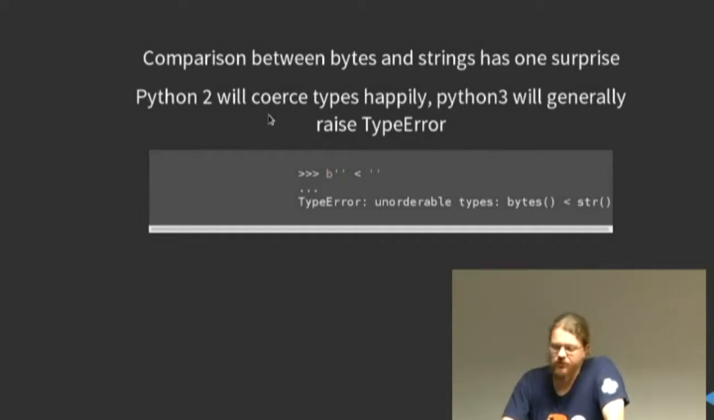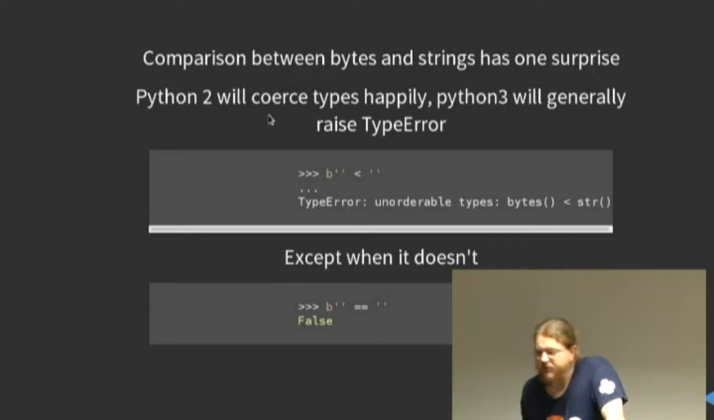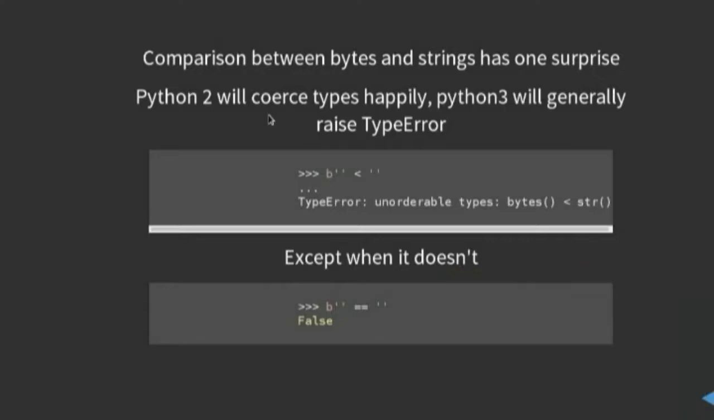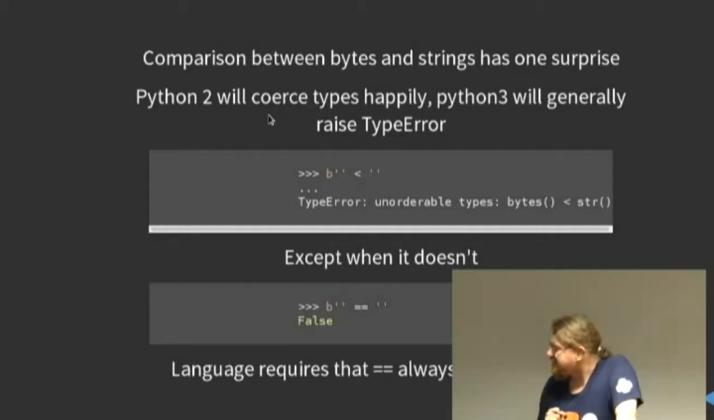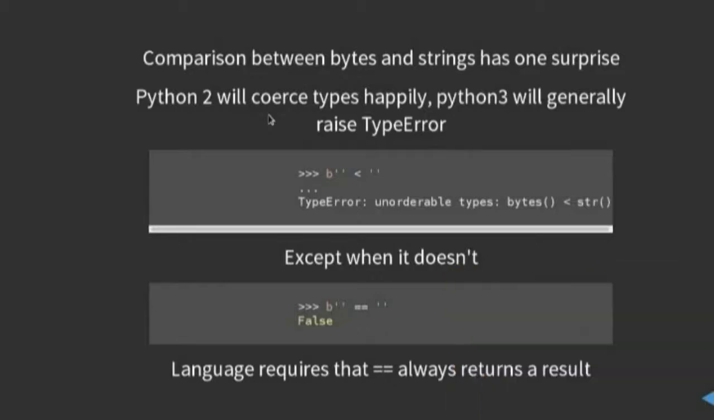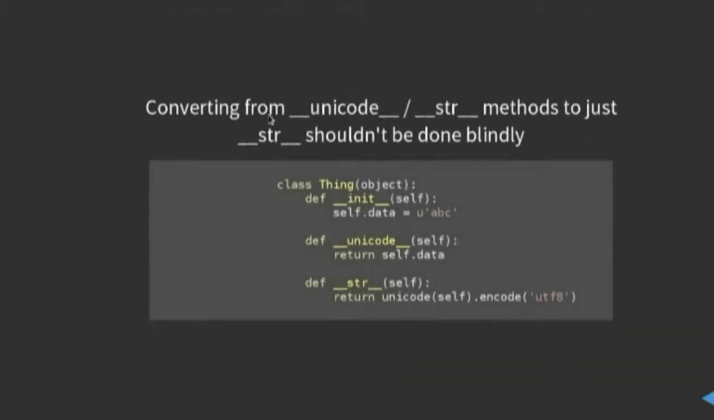Python 2 will happily compare a byte string with a string object and do conversions for you automatically, which you don't really want because that's all implicit. Python 3 will generally give you a type error, except if you do an equality comparison, when it won't, because equality must always return a result. And this can surprise you, especially when it's buried in a bunch of variables. I'll mention some tools to help you with that in a moment.